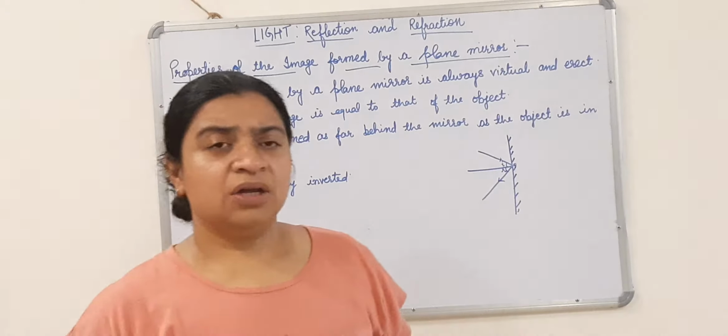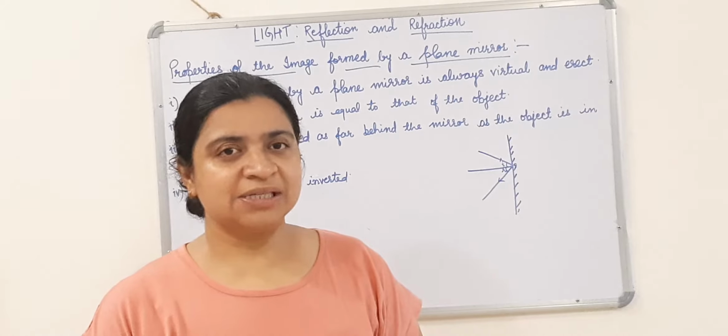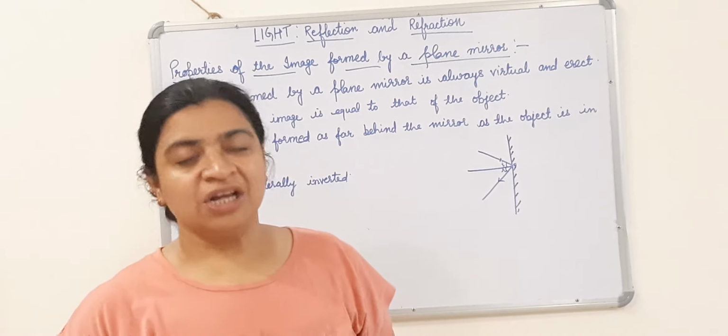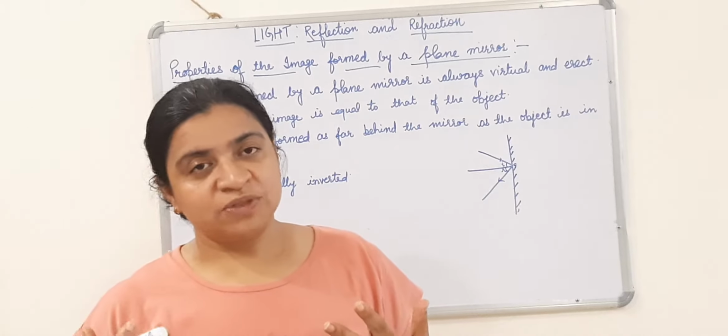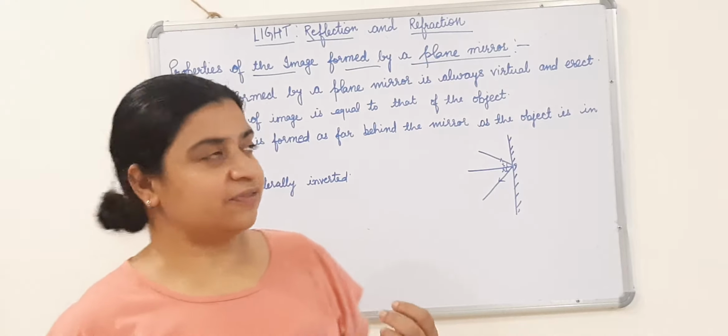When we buy new steel utensils, they also shine because their surface is smooth and polished. Those types of objects also act as reflecting surfaces.